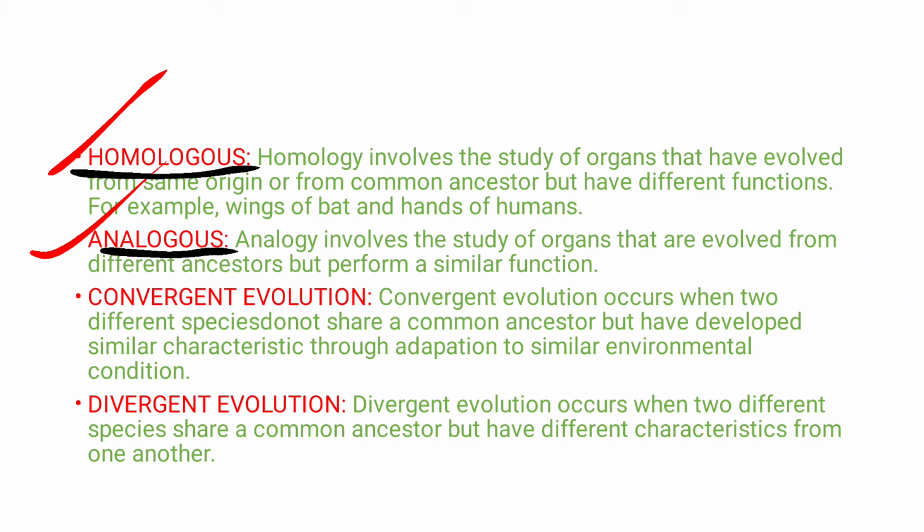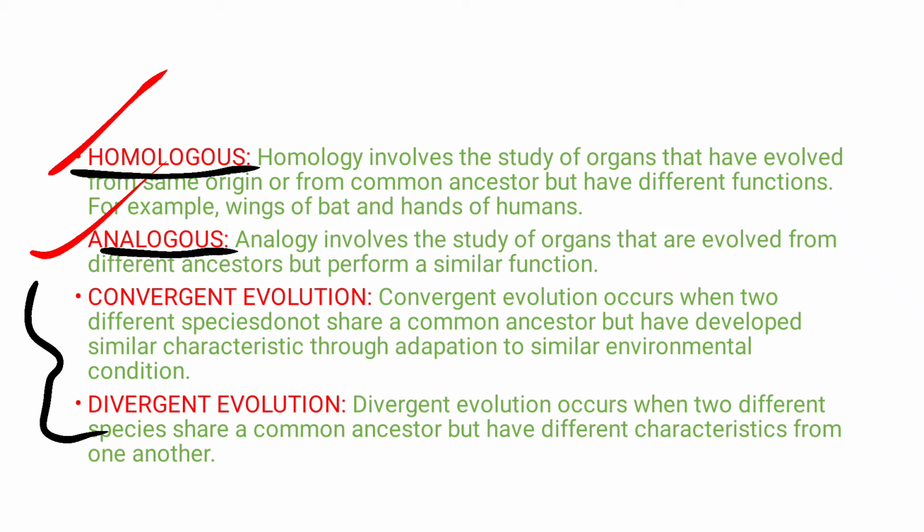Homologous organs are the organs that have originated from the same ancestor but have different functions. And analogous organs are the organs that have evolved from different ancestors. So the ancestors are not the same, they are different, but the organs have similar functions. Okay, then comes convergent and divergent. This is also very important because this is mostly asked in difference form and in definition form.